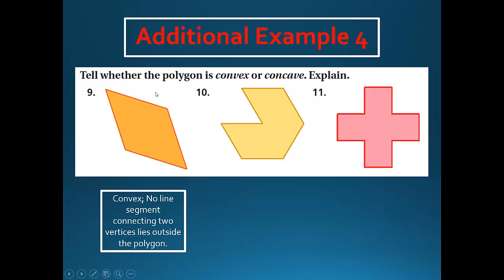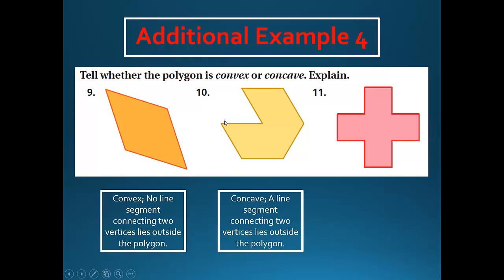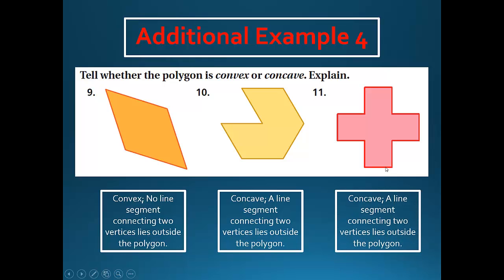For number 10, we could draw a line and connect these two vertices, and it would be on the outside. So this example would be concave. A line segment connecting two vertices lies outside the polygon. And for number 11, we could draw a line segment connecting these two vertices. We could draw one connecting these two, and they would be on the outside. Therefore, this one would also be concave because a line segment connecting two vertices lies outside the polygon.